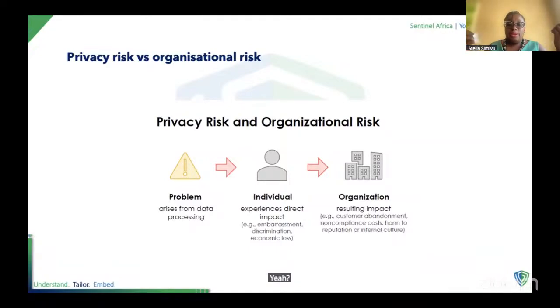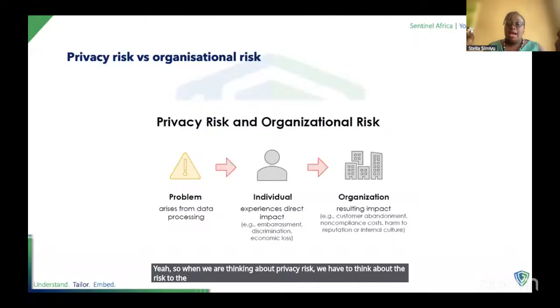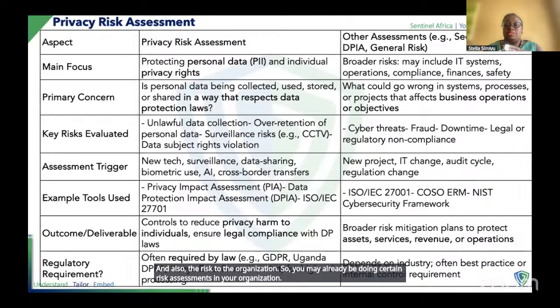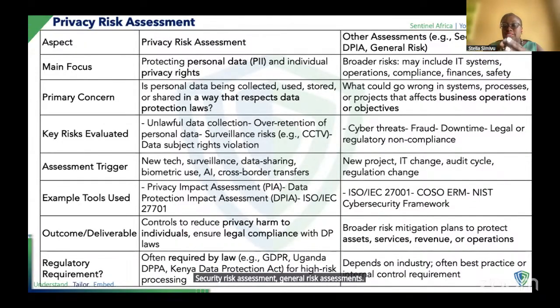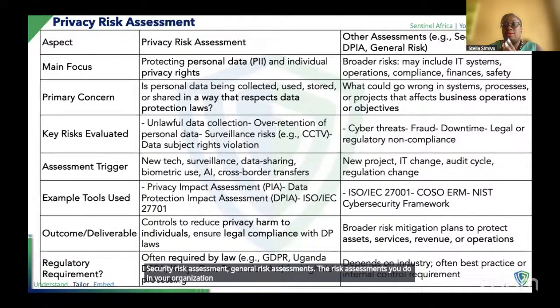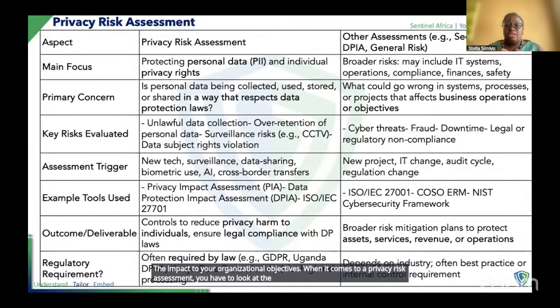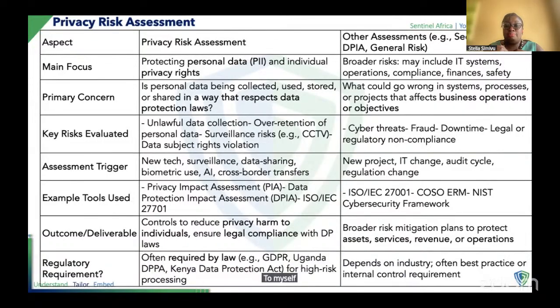So when we are thinking about privacy risk, we have to think about the risk to the individual and also the risk to the organization. You may already be doing certain risk assessments in your organization, such as security risk assessments and general risk assessments. The risk assessments you do in your organization are probably only considering the impact to your organizational objectives. When it comes to a privacy risk assessment, you have to look at the impact to myself as a person as well, if that data was breached.